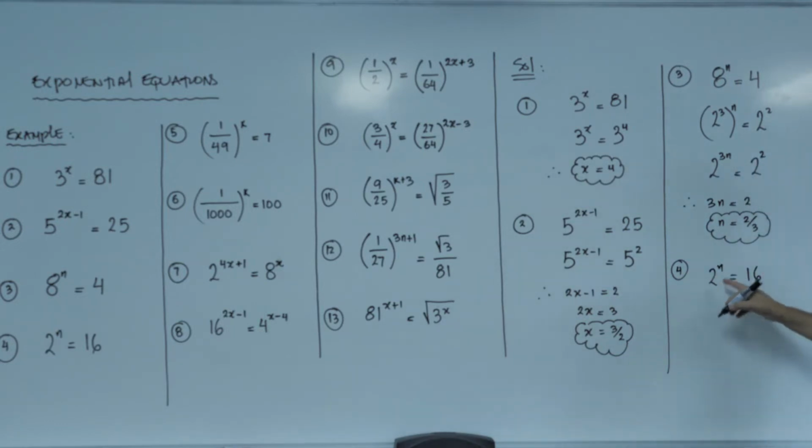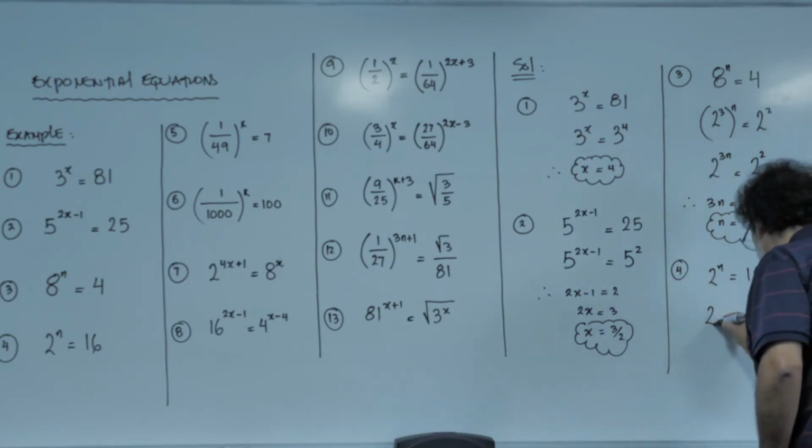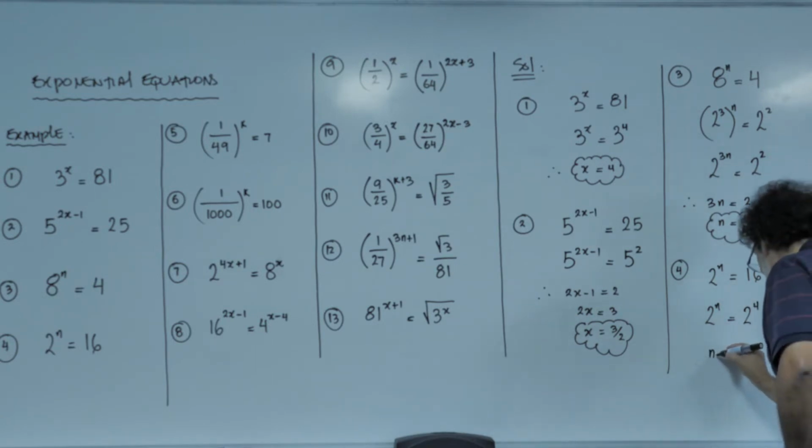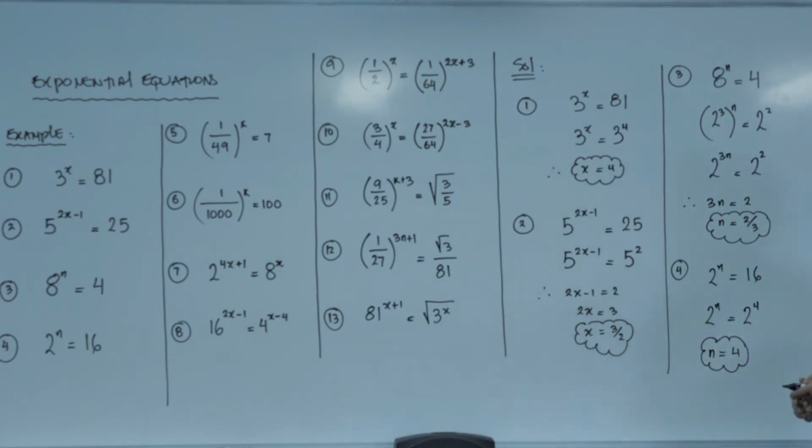All right, so here we have 2 to the n is equal to 16. Okay, Ella, any suggestion? What should I do on the other side? Reduce it to 2 to the power of... 4. Yes. Okay, and then you have n is equal to 4.